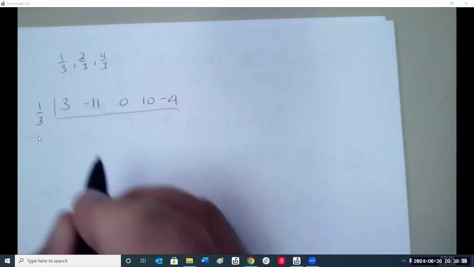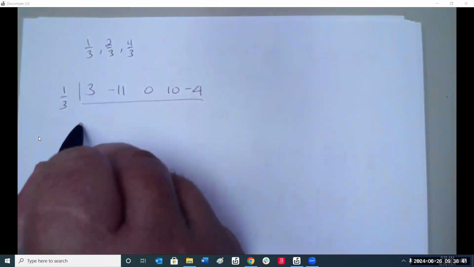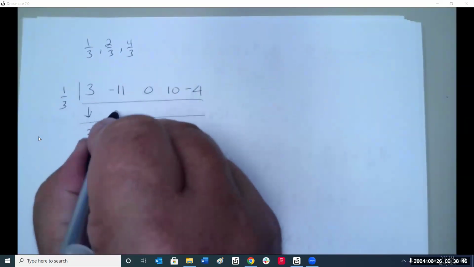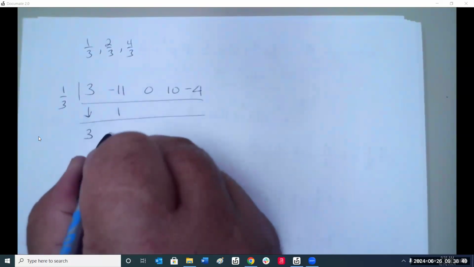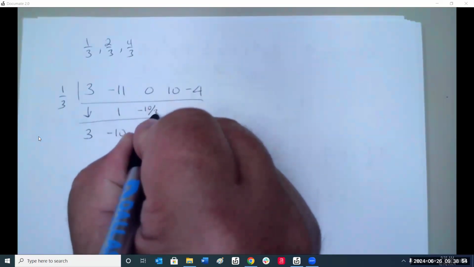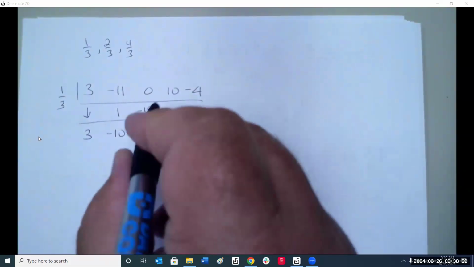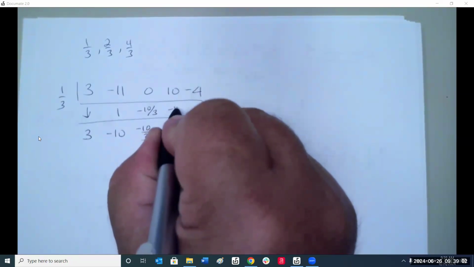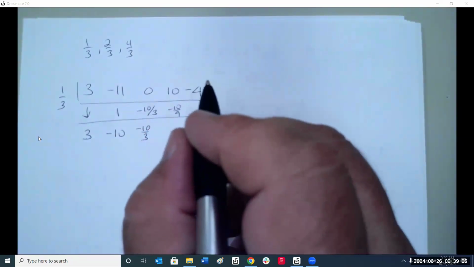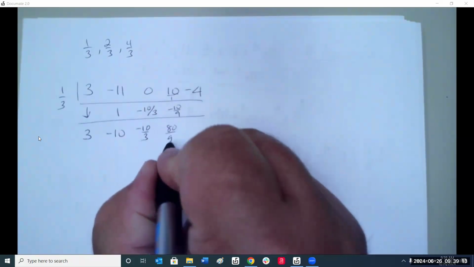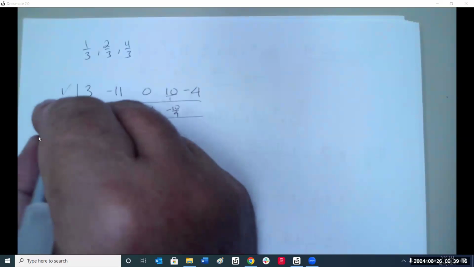So let's try positive 1/3. 1/3 times 3 is 1. Minus 11 is -10. Is -10/3. Makes it -10/9, which makes that 90 over 9, which makes it 80/9. Not going to happen.